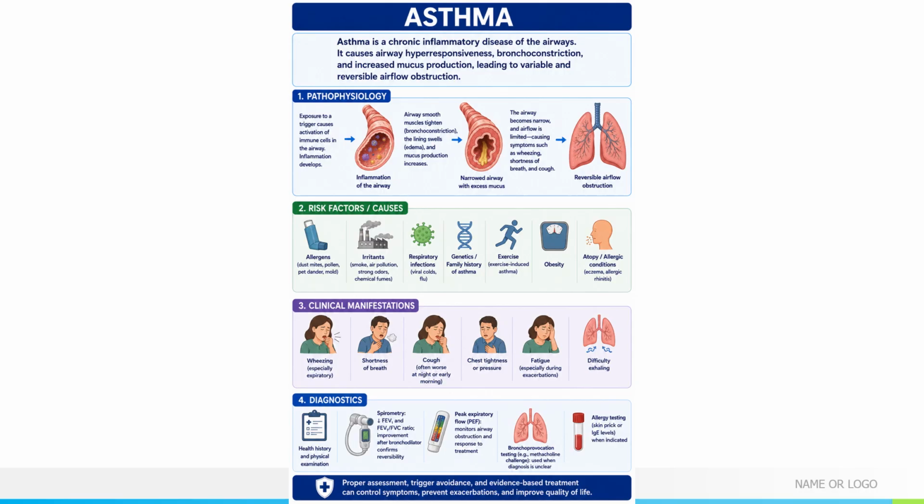But one of the defining features of asthma is that the obstruction is usually reversible. So once inflammation and bronchospasm improve, airflow returns towards normal. And this is the major difference between asthma and COPD.